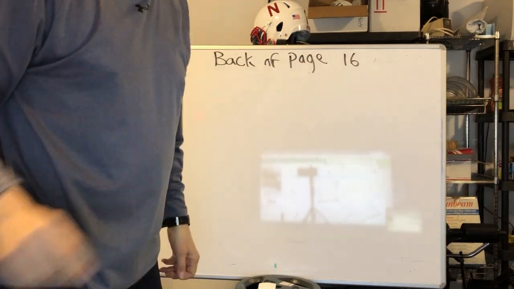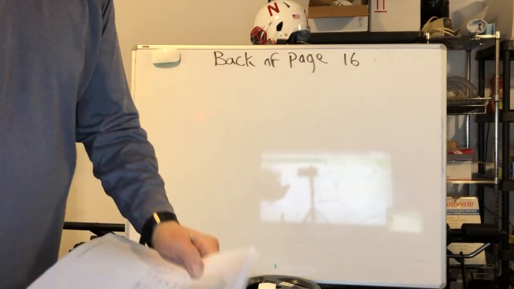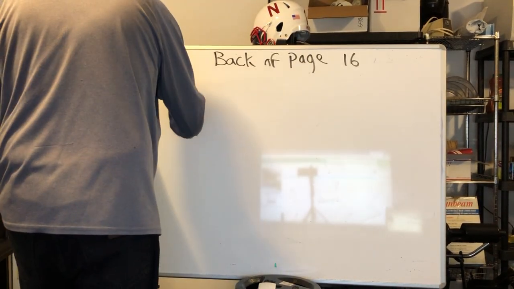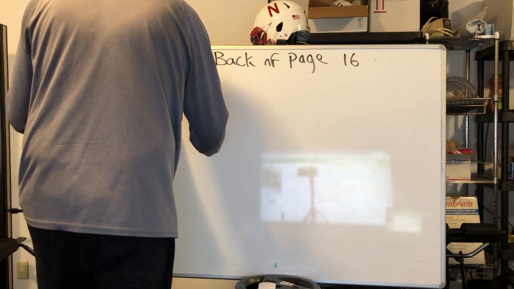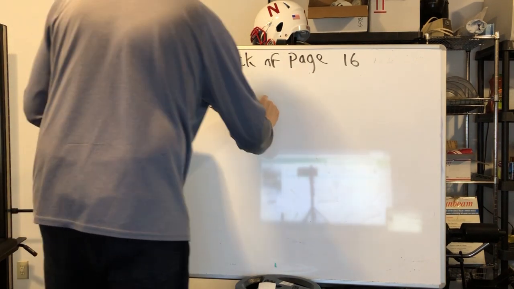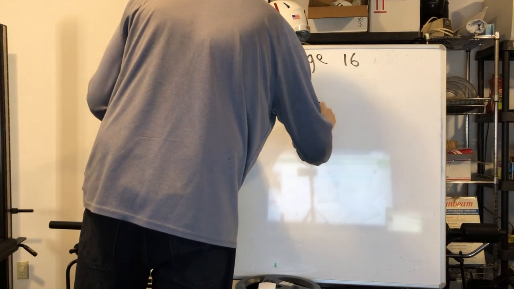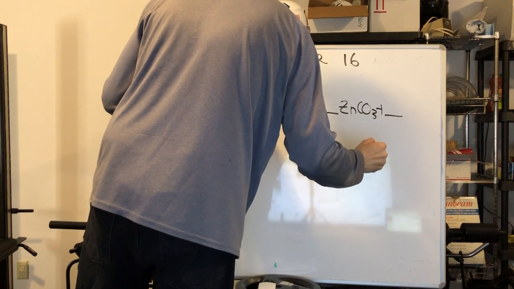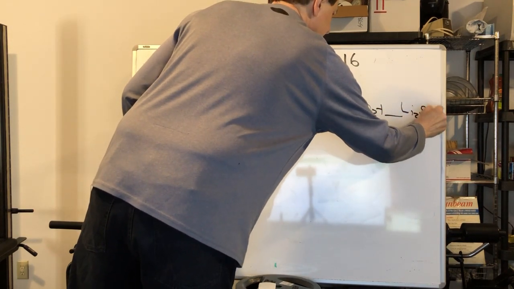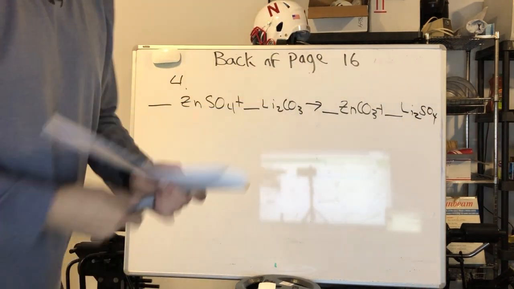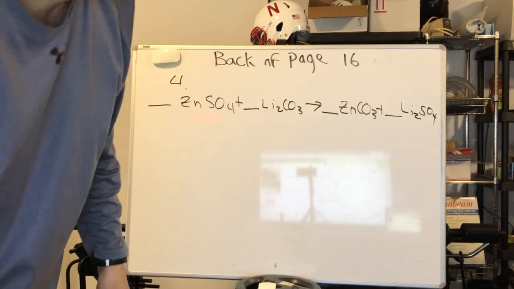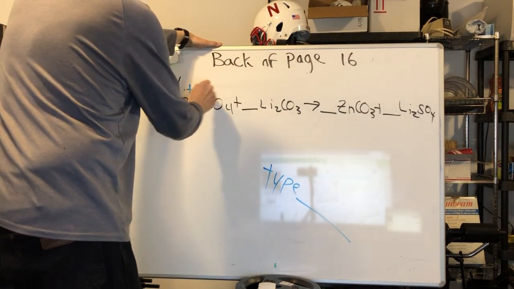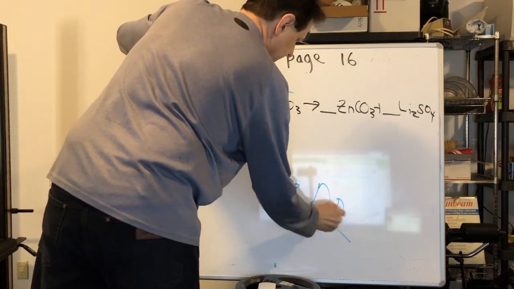Let's go on to number 4. Let's take a look at 4. We got zinc sulfate, lithium carbonate to zinc carbonate plus lithium sulfate. All right. Take a look at this one. First up, we're going to type it, and type: cation, anion, cation, anion. Type is double.